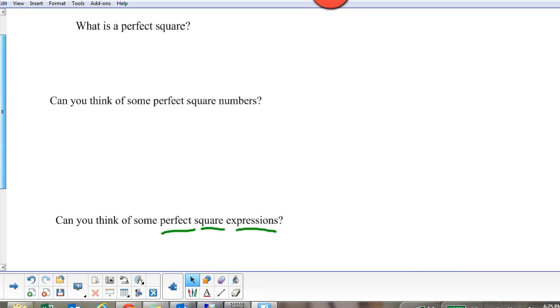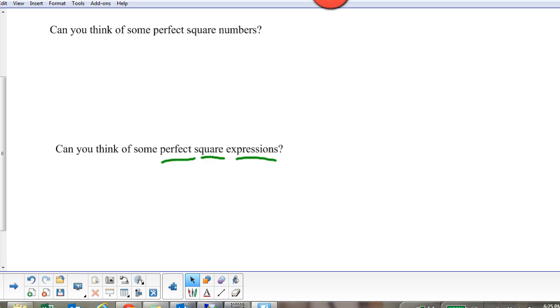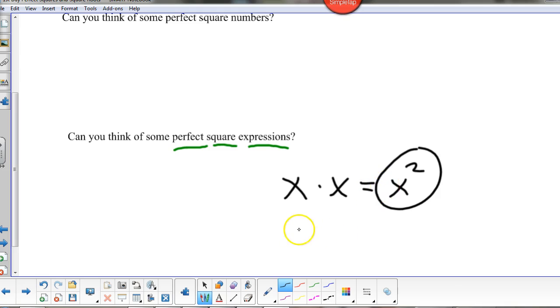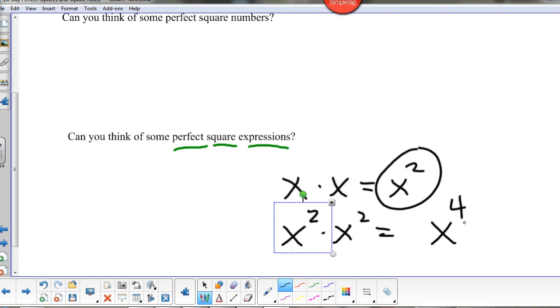But how about perfect square expressions? All right, so I'm talking about maybe something that also would have a variable. Because if we think that x times x is x squared, so x squared itself has got to be a perfect square. It's the perfect square of x, because if you multiply x times itself, you get x squared. x squared times x squared would be x to the fourth. So x to the fourth could be a perfect square expression.